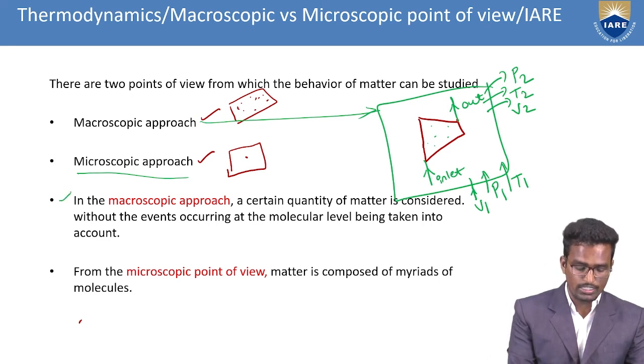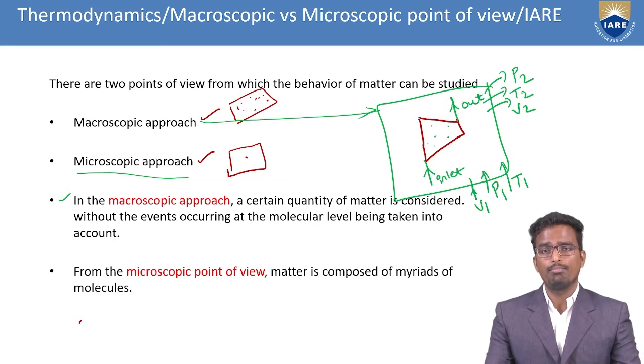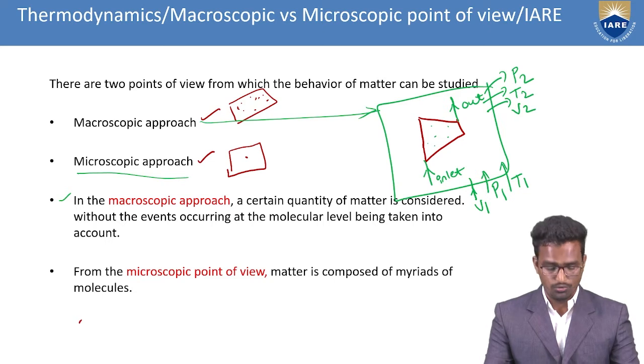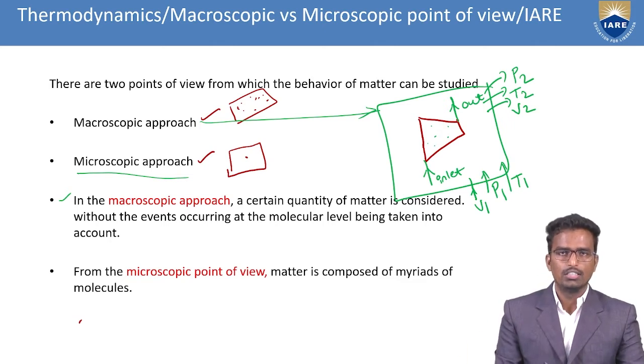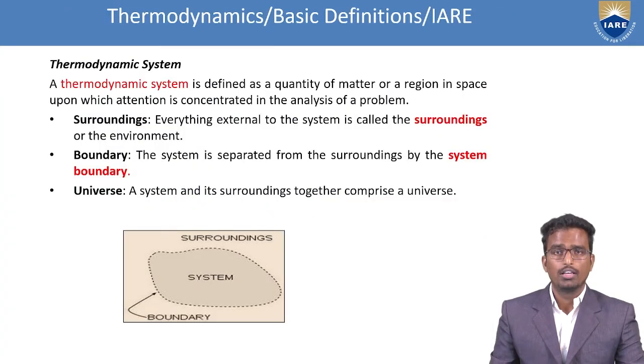The definition is also like this. In the macroscopic approach, a certain quantity of matter is considered without the events occurring at the molecular level being taken into account. That means how it is happening at the molecular level, we are not taking into account. But from the microscopic point of view, the matter is composed of many molecules, very small particles, which we concentrate on. This is the difference between the microscopic and macroscopic approaches.